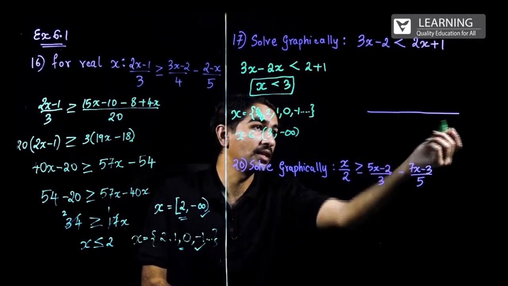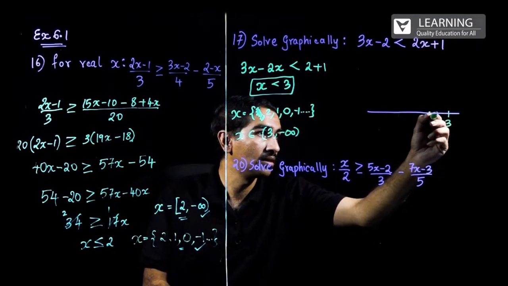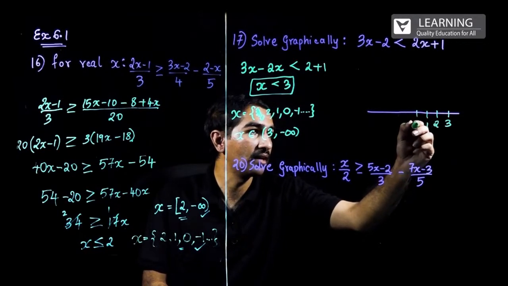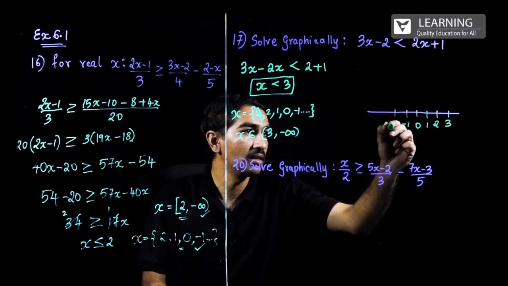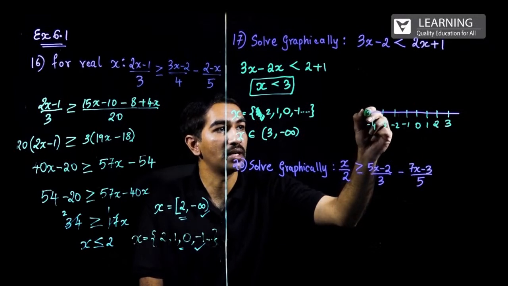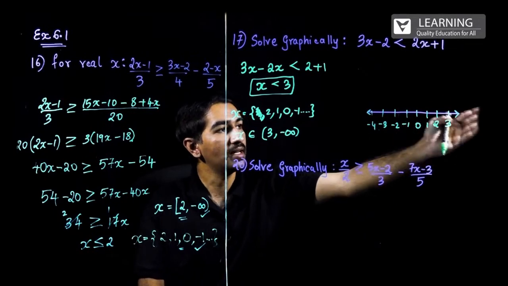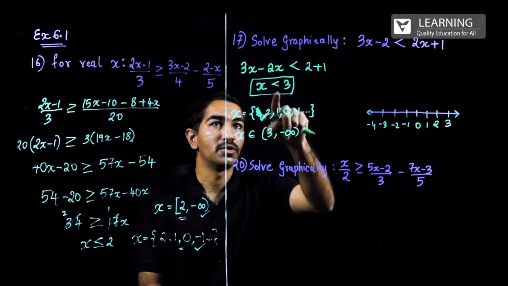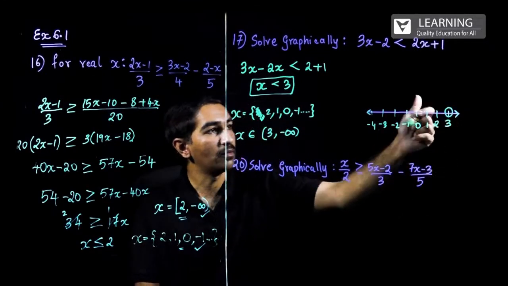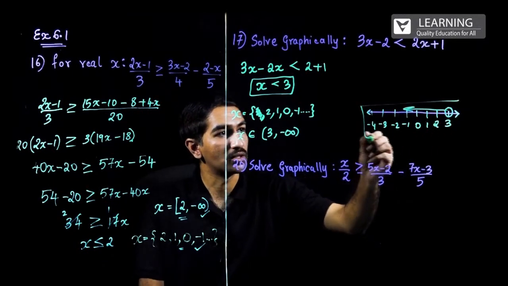Here if you have to show it on the number line, we have to write 3 first. So 3 is here, then we have 2, then 1, then 0, then minus 1, minus 2, minus 3, minus 4 and it goes on. We'll put an arrow mark like this, and here also we'll put an arrow mark, which means it is continuing on the right side as well as on the left side. We are not including 3. So how do we show that? We have to put a bubble, and this is how you indicate. So this is the graphical solution, students.